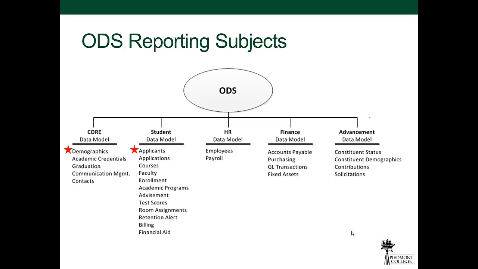Also, a subject in one data model may be related to a subject in another data model, for instance, demographics and applicants. Every applicant will have a demographic record with information that describes that particular applicant.